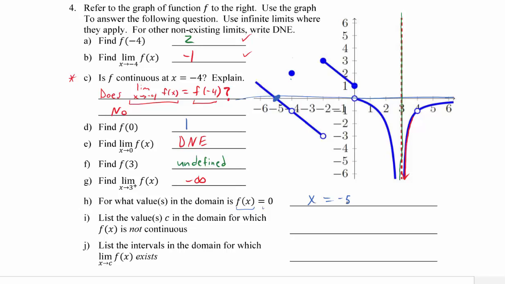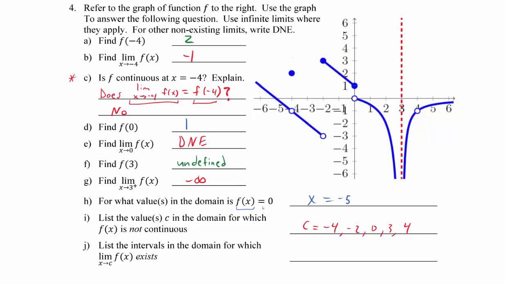List the values c in the domain for which f of x is not continuous. So as I go along my graph, I have to jump up here, so it's discontinuous there at -4. I have to jump at -2. I need to jump at x equals 0. I need to jump at x equals 3, and I need to jump at x equals 4. Those values for which it is not continuous are -4, -2, 0, 3, 4.